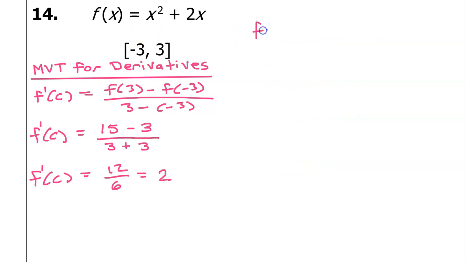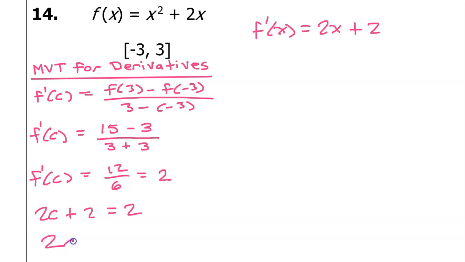Let's find f prime of x. By the power rule, we have 2x plus 2. Therefore, f prime at c will be 2c plus 2, and that should equal 2. Subtracting 2 from both sides, we have 2c is equal to 0, which means c is equal to 0. So this is the value of c guaranteed by the mean value theorem for derivatives.